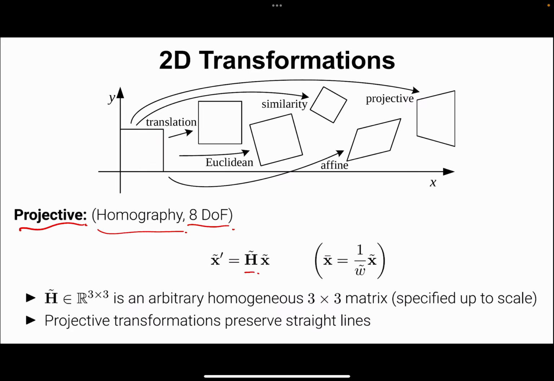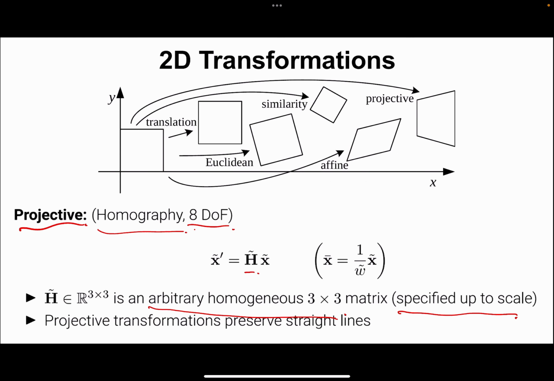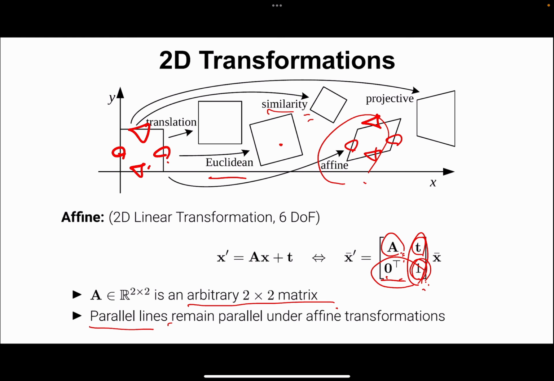But now H is any arbitrary homogeneous 3 by 3 matrix, specified up to scale. So this one should be maybe 1, but these 0, 0 can be any arbitrary numbers. That is the difference between the affine transformation matrix and the projective transformation matrix, and the reason why we get 2 additional degrees of freedom. So we have 8 degrees of freedom here, and 6 degrees of freedom in the affine case.